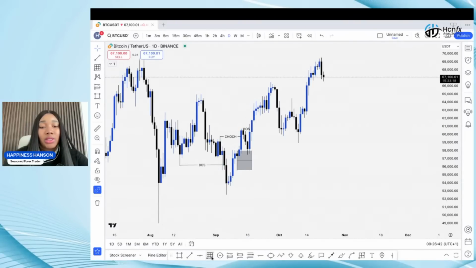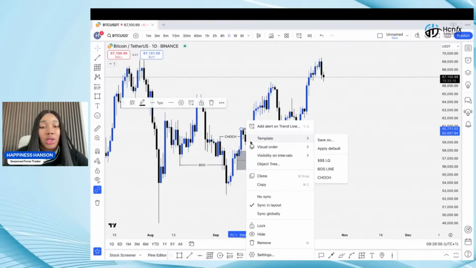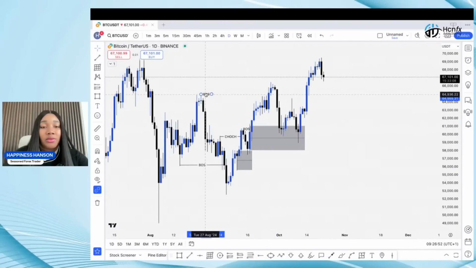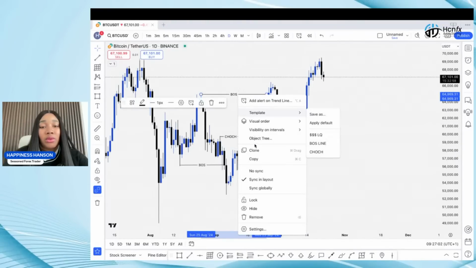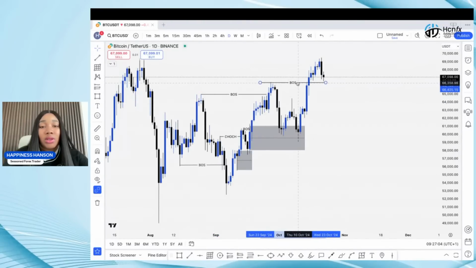Then we have internal break of structure here, and price tapping into the origin that caused the internal break of structure to push up further. And now we also have this break of structure here. Generally, you can see price coming back to tap, and we have another break of structure. So that simply means BTC is bullish here.